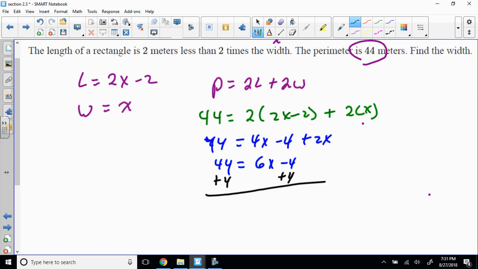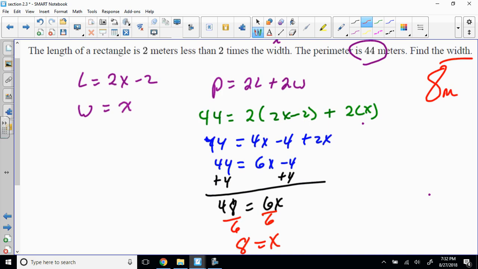Did you get a fraction on this? No? Huh. Okay. What if I add? Oh, 48. Duh. I was going the wrong way. Okay. So X equals what? 8. So the width is what? 8. And it's 8 meters. Right? 8 meters. These aren't hard.